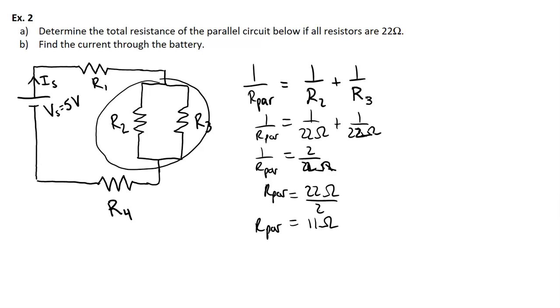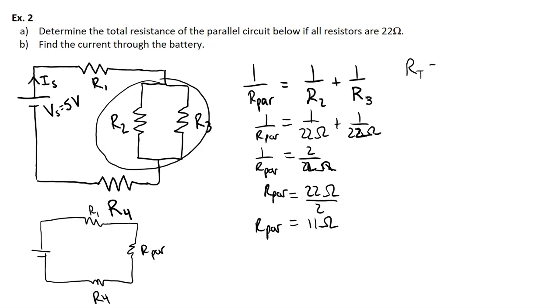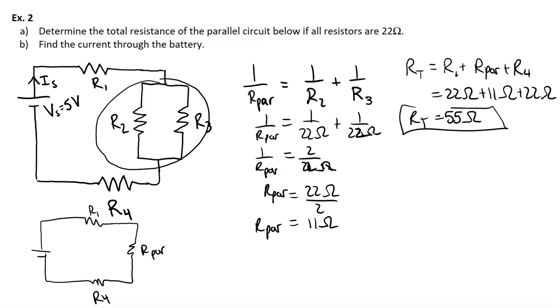So now if I go around a single loop, I go through R1, then I go through the parallel section, then through R4. So it's as though I can simplify the circuit like this. Here's R1, here's our parallel, here's R4, and then I'm back here. So I can write this out now as R total equals R1 plus R parallel plus R4. And that's really easy, we just add those up. I have 22 ohms as every resistor, so I'm adding 11 ohms and adding 22 ohms. So I have a total resistance of 55 ohms in the circuit. So that's my answer for part A.